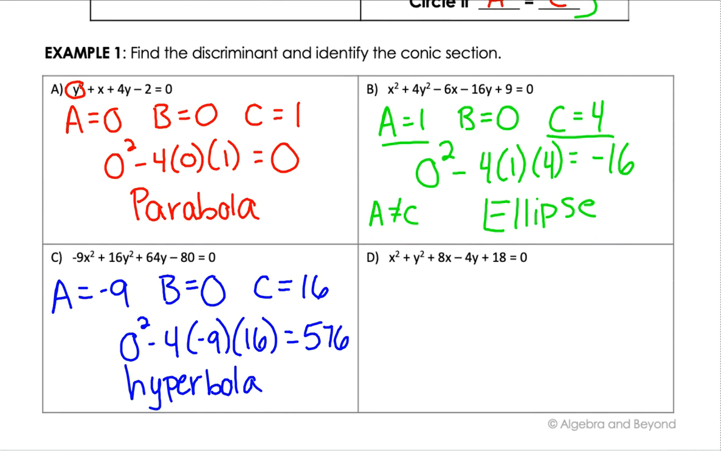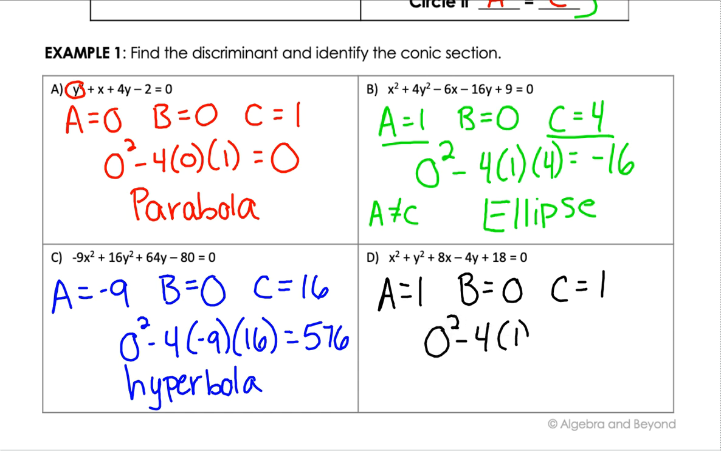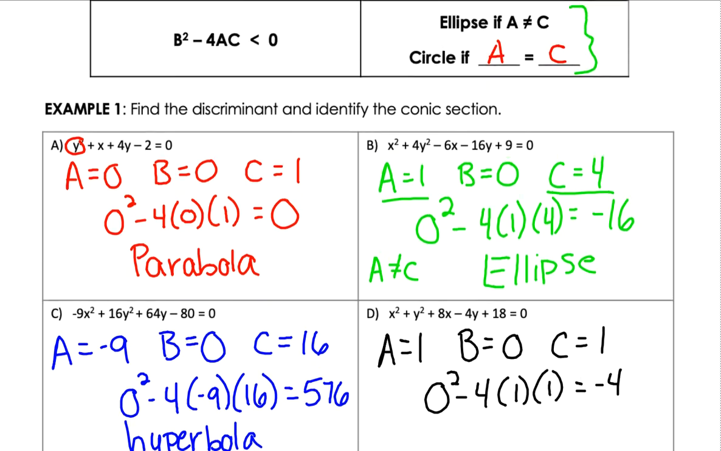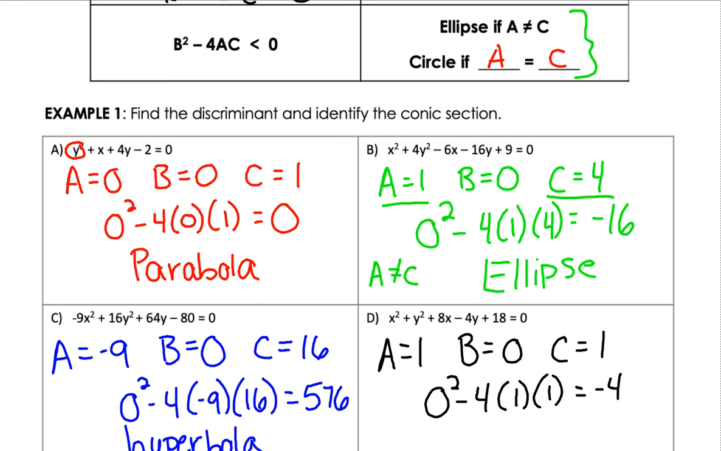All right, and then our last example here. In this one, my a is 1, my b is 0, and my c is 1 as well. So plugging those in, b squared minus 4ac, that's going to give me a discriminant of -4. And again, remembering that when my discriminant is negative, I'm either working with an ellipse or a circle.